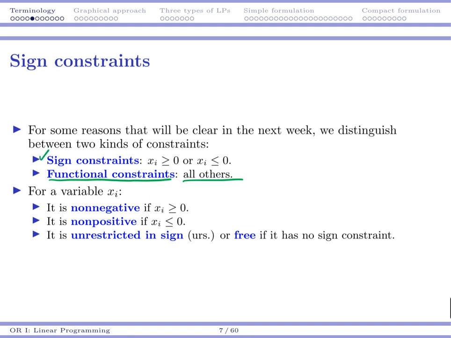When you have sign constraints, if your x cannot be negative, we say it is a non-negative variable. If it cannot be greater than 0, we say it is non-positive. If your x has no sign constraint, we say it is unrestricted in sign, abbreviated as URS. Or we say it is free. That basically means there's no restriction on its sign. Okay, so it may be positive, it may be negative, it may be 0. It's only restricted by other functional constraints.